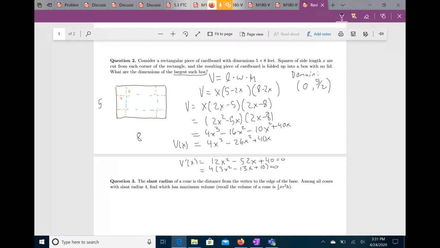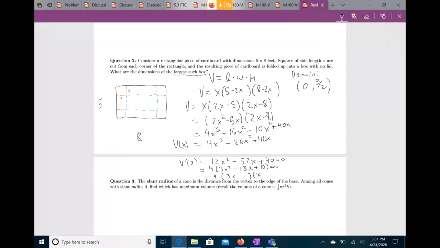Okay, and then I wonder if this factors. I think so. Negative 10. Yep, so this gives us x equals 1 and x equals 10/3 as critical points. All right, so since our domain is open, we don't need to test the endpoints.